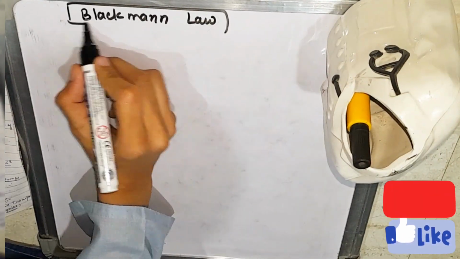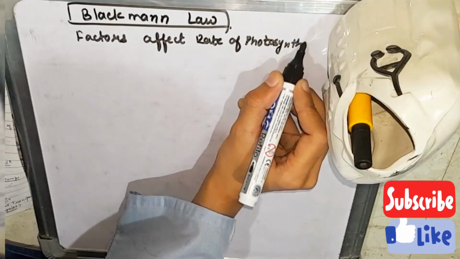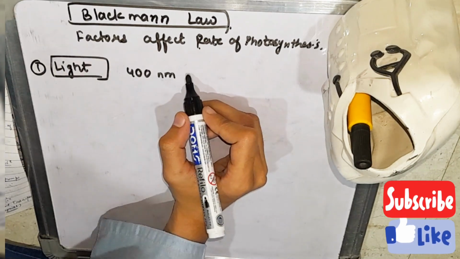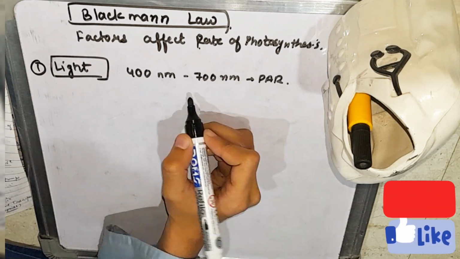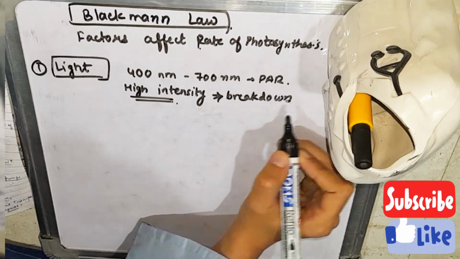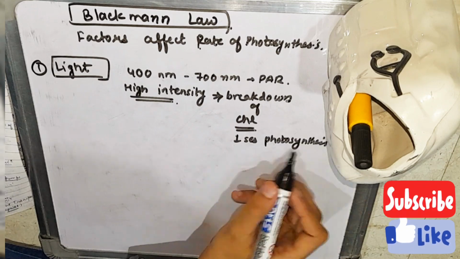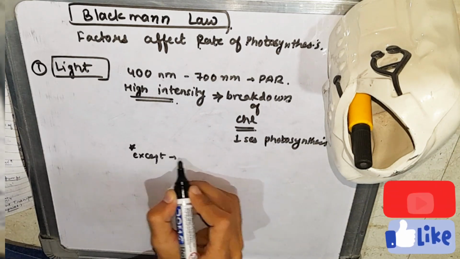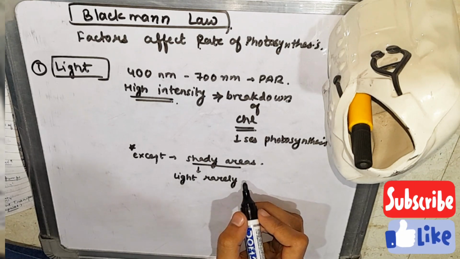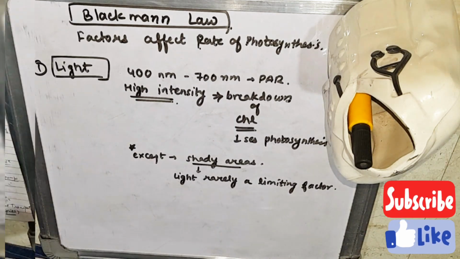Next important topic is the last topic of this chapter, which is Blackman's law. This topic mainly includes all the factors which are responsible to affect the rate of photosynthesis. So first factor is light. We all know the normal photosynthetically active radiation values, which is 400 nanometer to 700 nanometer. So if a light of higher intensity is there, it leads to breakdown of chlorophyll, which will decrease the photosynthesis. The only exception case here is shady areas where light is rarely a limiting factor.